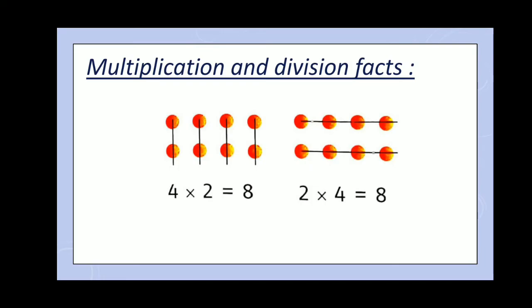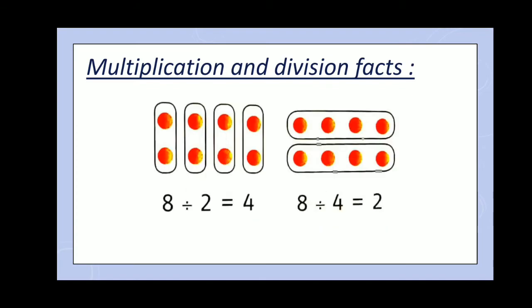Let's talk about the multiplication facts. 4 multiply 2 is equal to 8, and 2 multiply 4 is equal to 8. The answer remains the same. In both cases, these are called multiplication facts. Here are the division facts. In division, the answer is divided in 2 ways. You can see here, 8 divided by 2 is equal to 4. And on the other hand, 8 divided by 4 is equal to 2. These are called division facts.